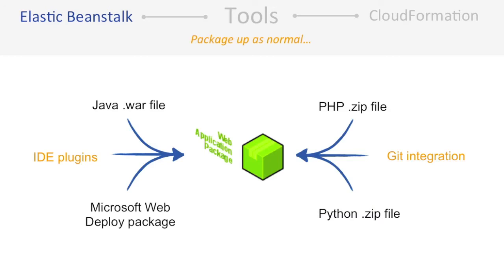So looking at packaging up would be done as normal. Look at the black lines there. I might have a Java WAR file that I've uploaded to the console. I produce maybe a Microsoft Web Deploy package from Visual Studio. Might have a zip file containing PHP or Python code. All of these can be pushed up into the console as an upload operation. But I've also got the ability to use IDE plugins for Eclipse and Visual Studio, or to use things like Git integration to push from Git into my Beanstalk stack, and I'll show you some of those samples in a moment.